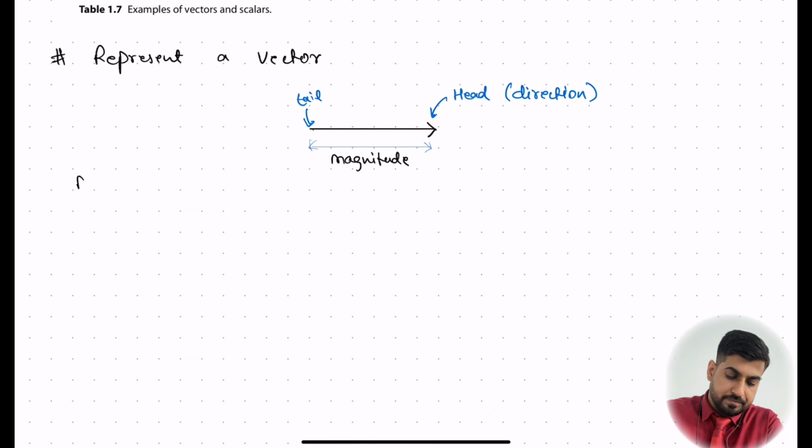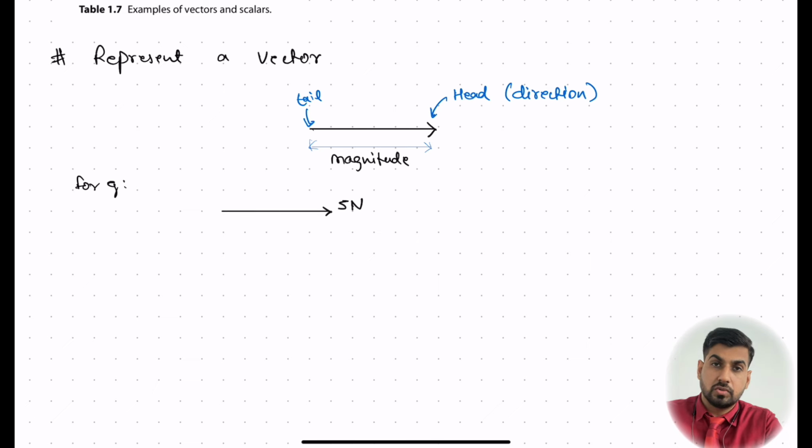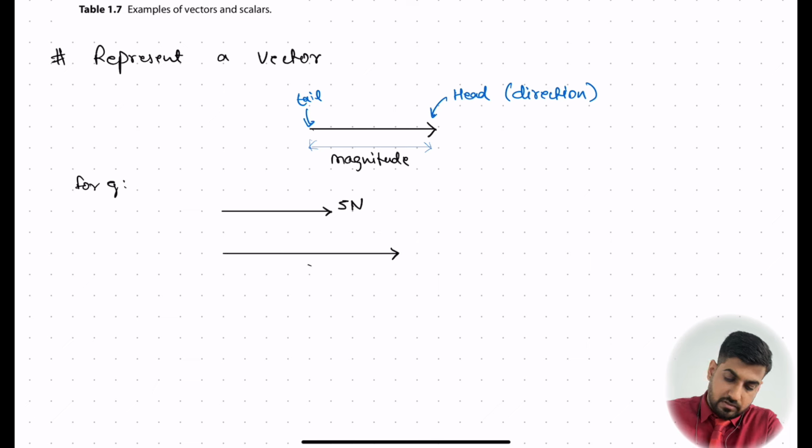For example, if I want to draw 5 Newton, let me count the boxes: 1, 2, 3, 4, 5. Now if I say this is a 5 Newton force, and I want to show a 7 Newton or an 8 Newton force, 5, 6, 7, 8, so this is an 8 Newton force. So the length of the arrow shows the magnitude of that particular vector. This will be the head, this will be the tail, and this is how we draw.